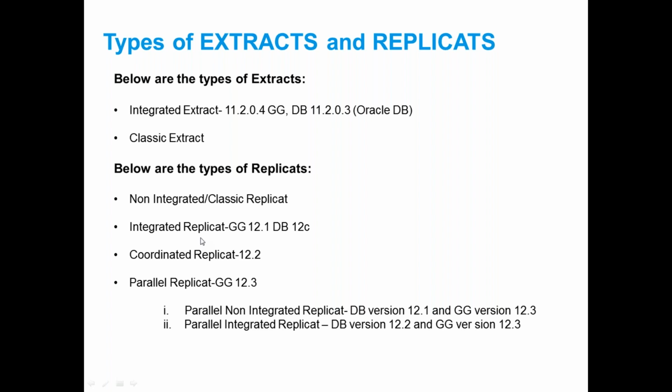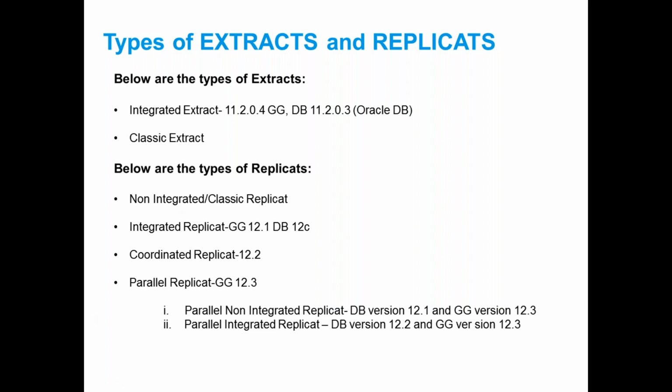So there are two types of parallel replicate. One is parallel non-integrated replicate. For that, you need minimum database version as 12.1 and Golden Gate version 12.3. And then there is parallel integrated replicate. For that, you need database version 12.2 and Golden Gate version 12.3. So these are the different types of extracts and replicates available.